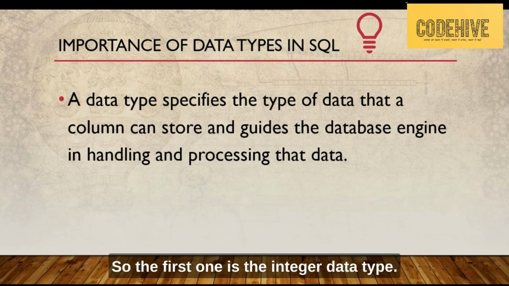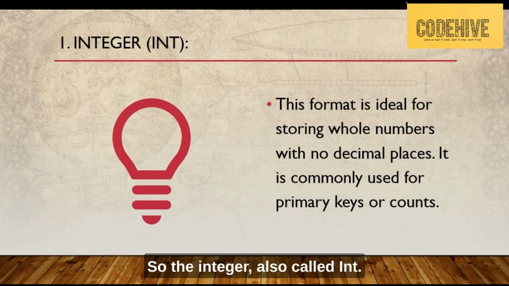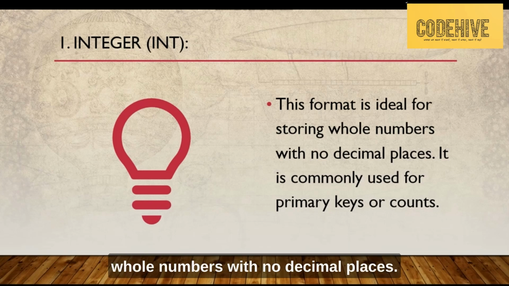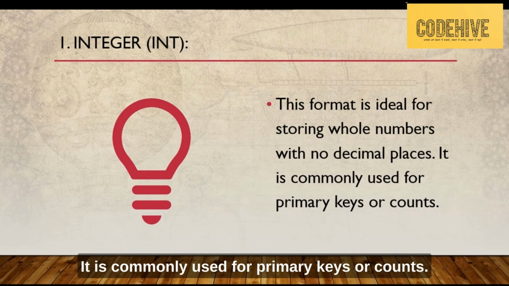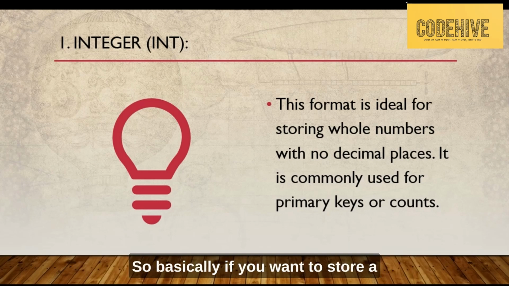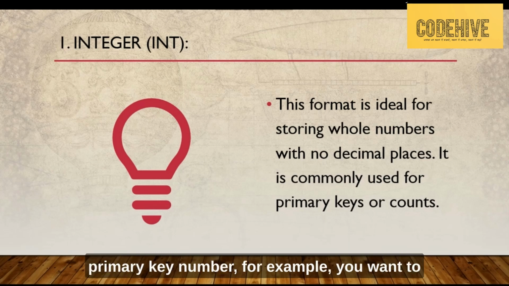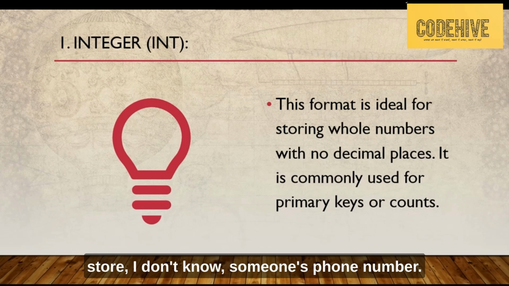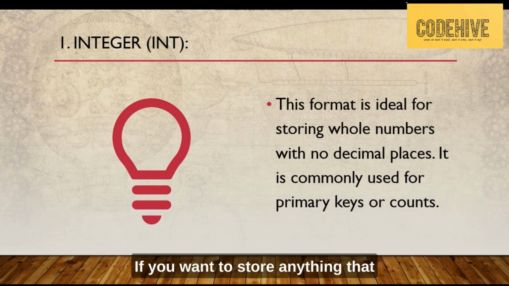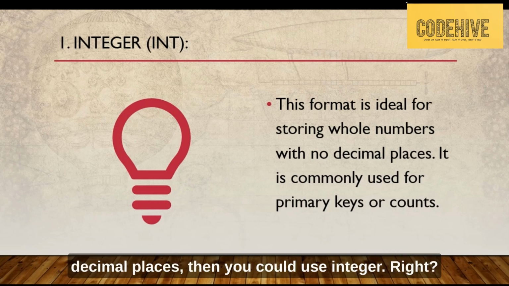So the first one is the integer data type. The integer, also called int, is ideal for storing whole numbers with no decimal places. It is commonly used for primary keys or counts. So basically, if you want to store a primary key number, or anything that is a whole number that contains no decimal places, then you could use integer, right?